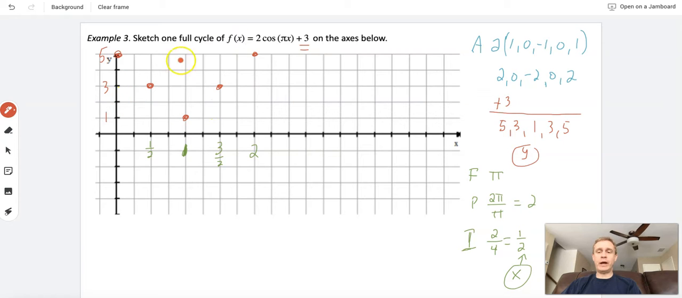Now I have all my points plotted out, and as I mentioned in the video, I do my best to draw as smooth a curve as possible through those points. And that is the graph of this particular cosine function.